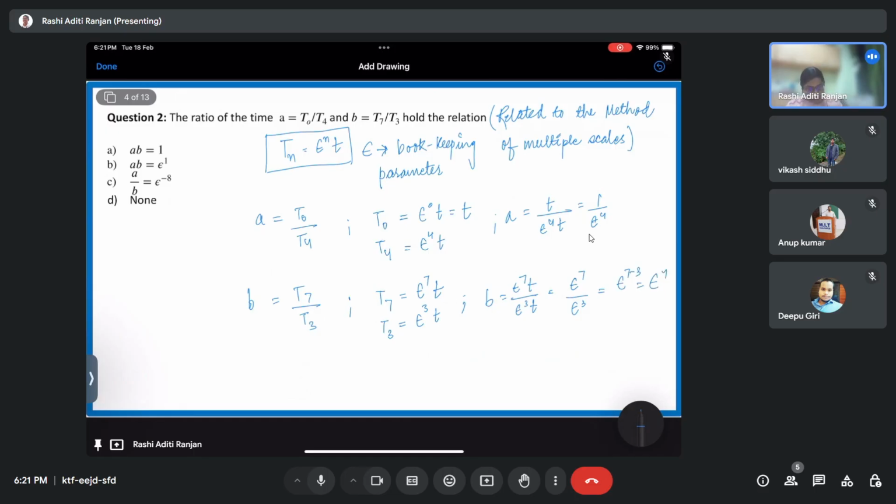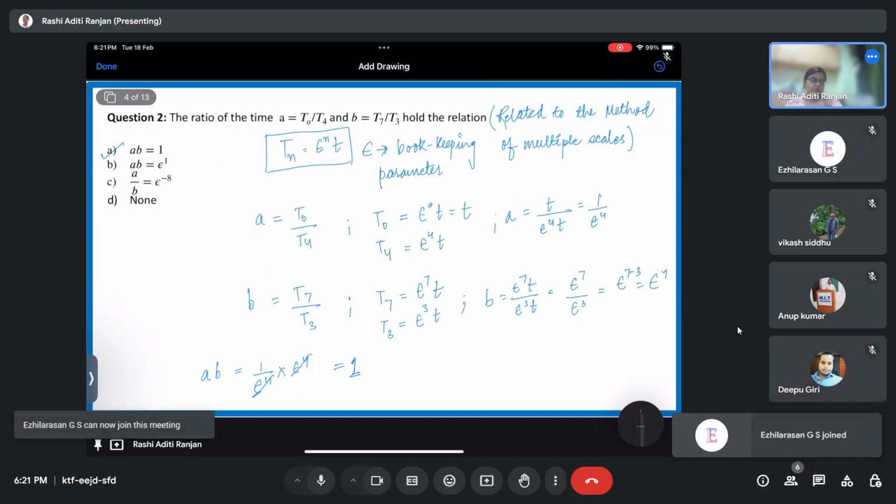First is A into B. So if I do A into B, what do I get? This is what? 1. So the first option is correct. Second option is incorrect, definitely. It should actually be epsilon to the power 0, which is going to be 1.